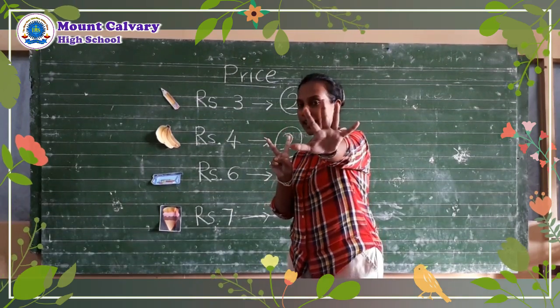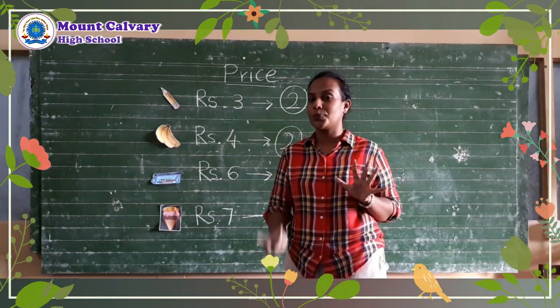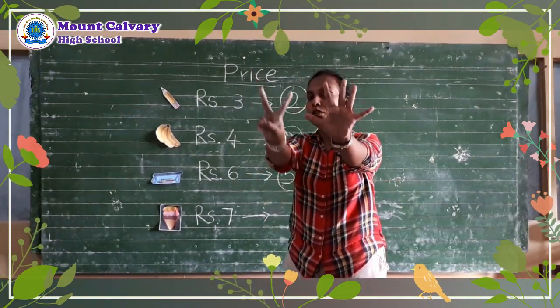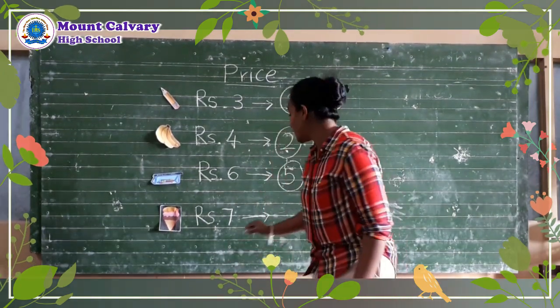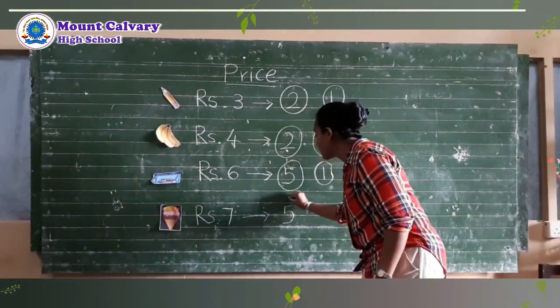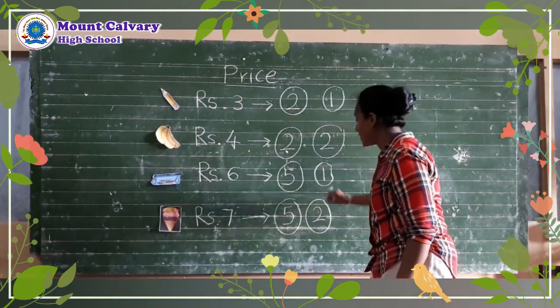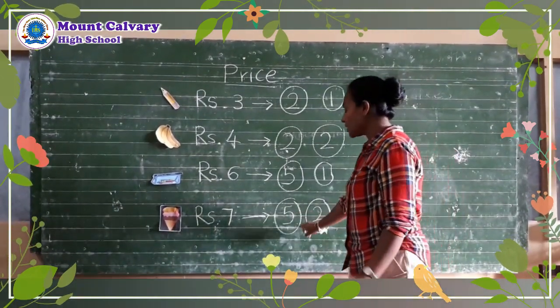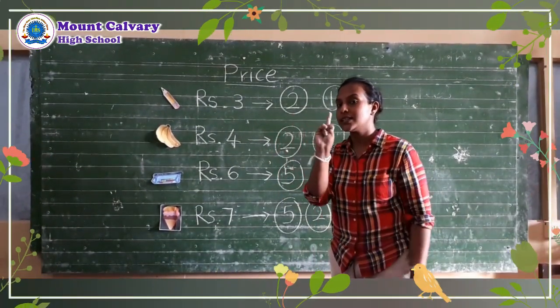Yes, here you can see 5 rupees. Here you can see 2 rupees. 5 plus 2. Right. So, here the amount is 5 rupees plus 2 rupees. Because 5 plus 2 is 1, 2, 3, 4, 5, 6, 7.